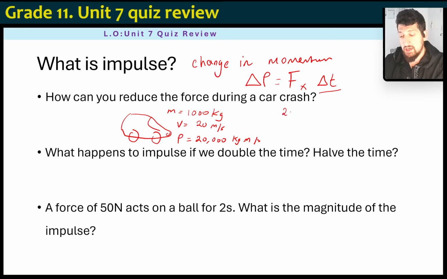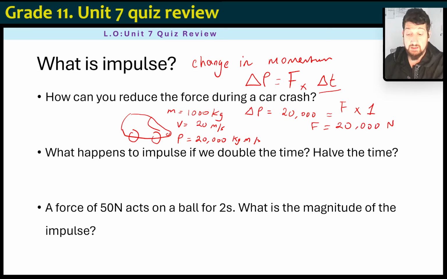Okay, now let's say that is the change in momentum, or that is impulse, 20,000 kilograms dot meters per second. Now that's going to be equal to the force multiplied by the time. Let's say the time for the crash was 1 second. That means the car crashed into the wall and it took 1 second for it to stop completely. That means the force of the crash is F times 1, which is 20,000 newtons. So in this case, F will be equal to 20,000 newtons, which is the same as the impulse.